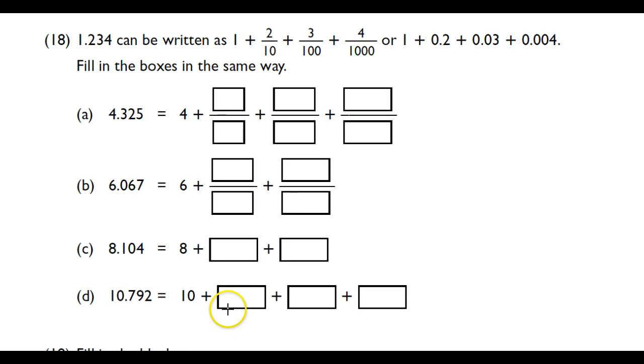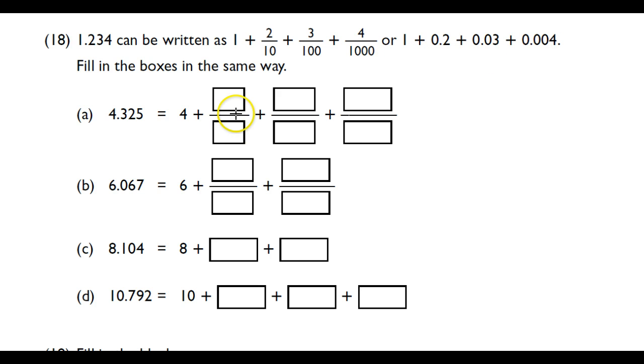Right, we go to number 18. What they ask us to do is like this. 1.234 can be written as 1 plus, after the dot, the first one is the tenth, hundredth, and the other one, this one is 4 over 1000. So if you convert them, change to decimal, it will be like this.